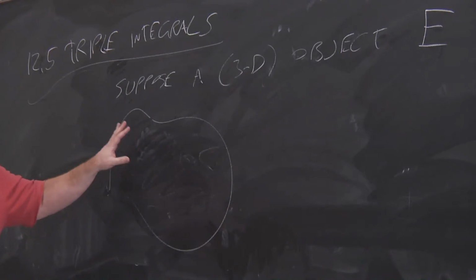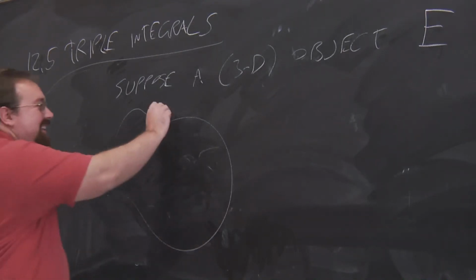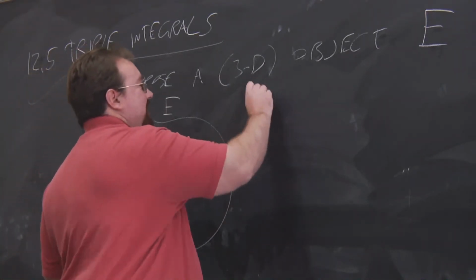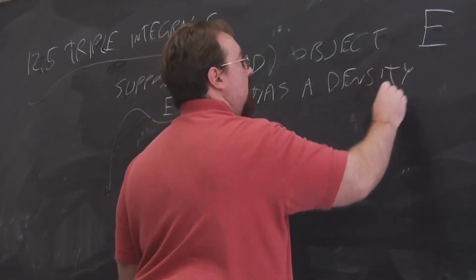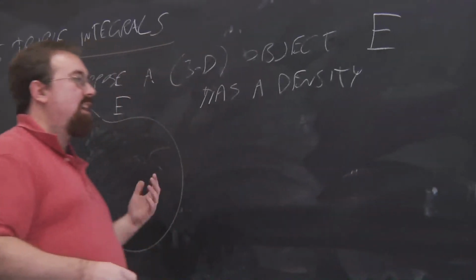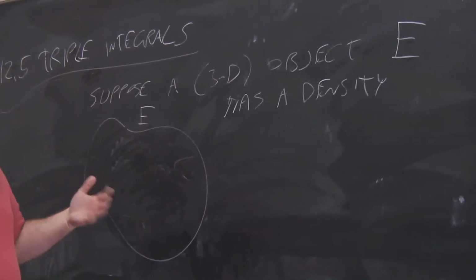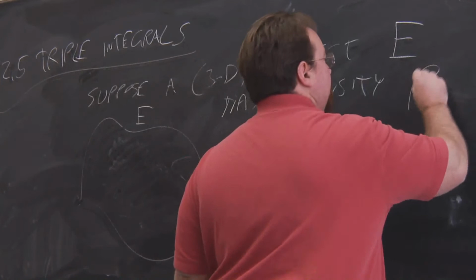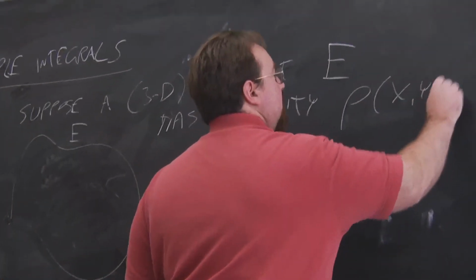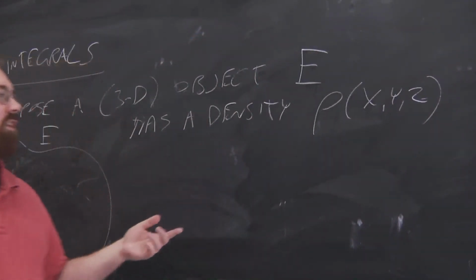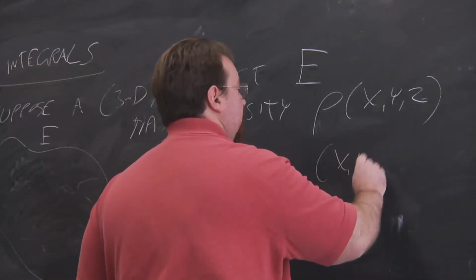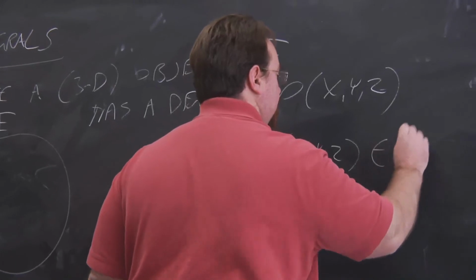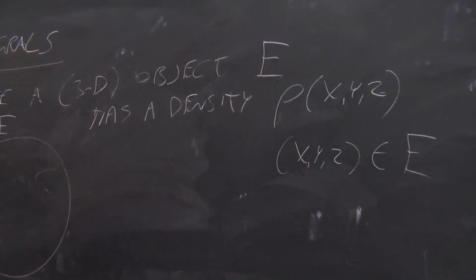Let's put a 3D object E that has a density that is variable. So it's not a homogeneous material, but its density varies from point to point. So if it's a function rho of x, y, z, it indicates a density for any point in this object.